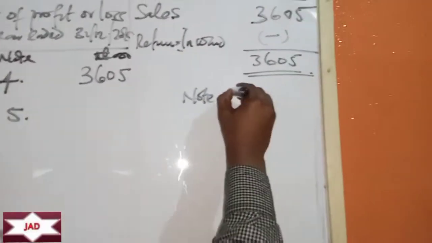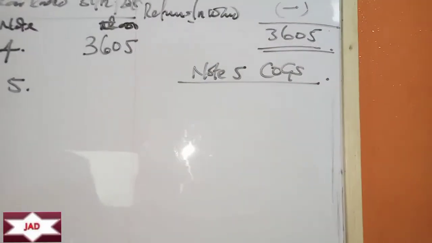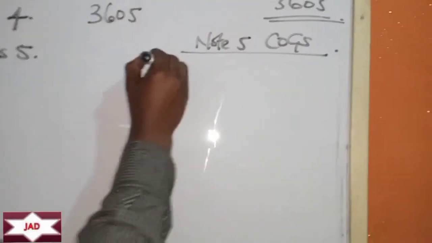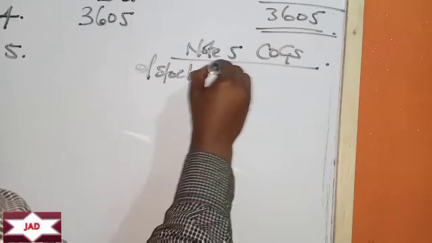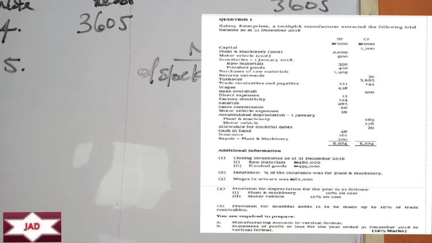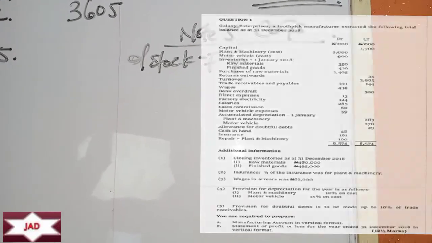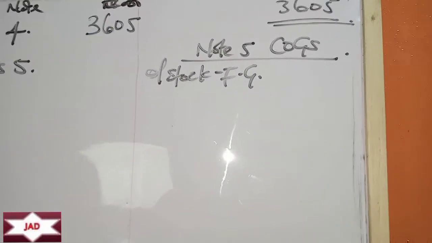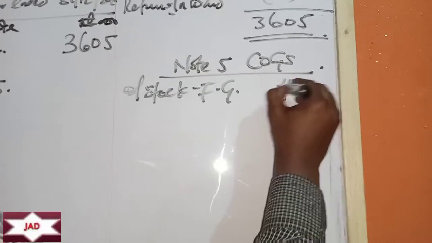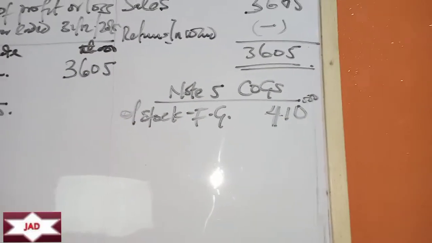So let's call that note 5. So we'll say note 5, cost of goods sold. So this is where you do your opening stock of finished goods. You know, you're selling goods now, you're not buying material again. So we say opening stock, finished goods. So what's the finished goods in the question? I can see inventory there, 1,318. Finished goods there, I can see 410. That's 410,000. You know, we have 3 zeros up there. So you have 410,000.